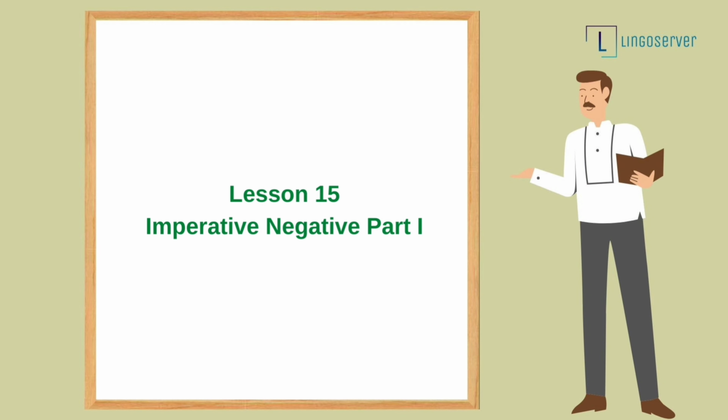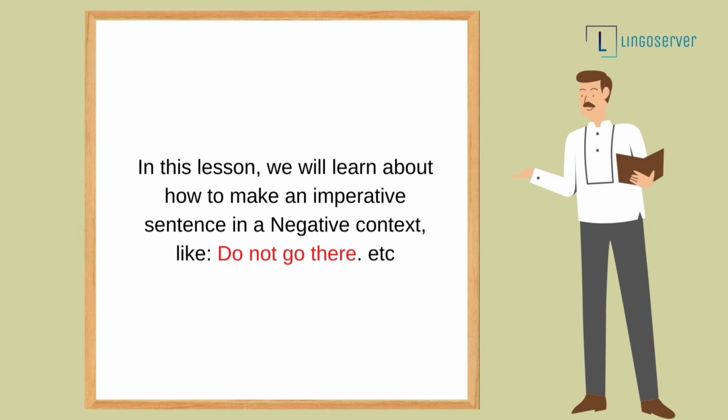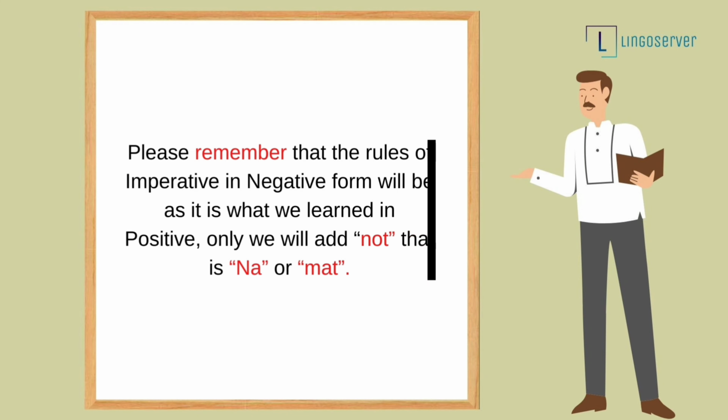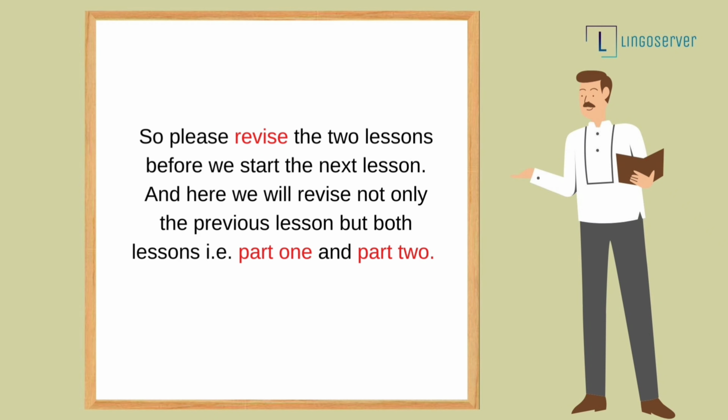Lesson number 15, Imperative Negative Part 1. In this lesson, we will learn how to make an imperative sentence in a negative context, like do not go there, etc. Please remember that the rule of imperative in negative form is the same as what we learned in positive. We only add not, that is no or mat. So please revise the two lessons before we start the next lesson.